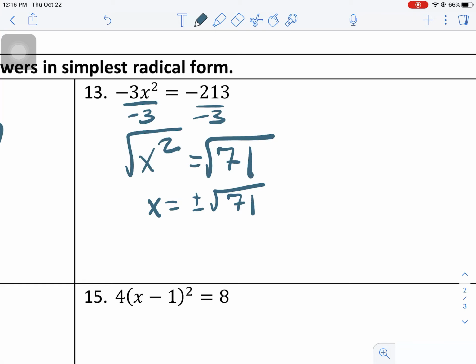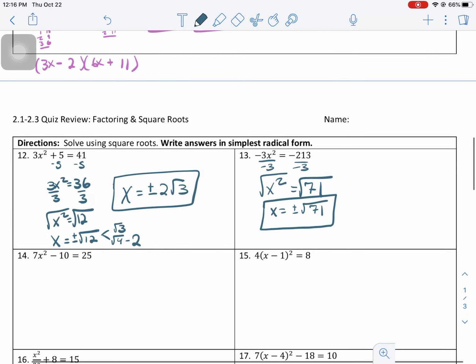Man, does 71 have anything divisible by it? Not 2, 3. Nope, 71 divided by 4, probably not. 5, 6. 71. Doesn't look like it. 71 looks like it's going to be just how it is. I believe 71 is prime, so then that would be our answer.